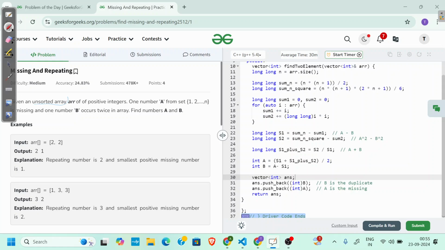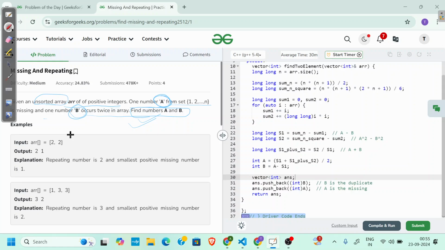So we are given an unsorted array. The array is not sorted, and there are positive numbers. One number A is missing from the set, and one number B is occurring twice, and we have to find those numbers. So the first thing is that the numbers are not in sorted manner.